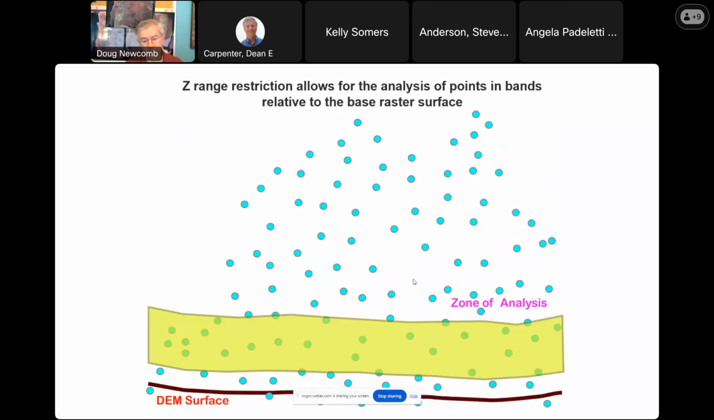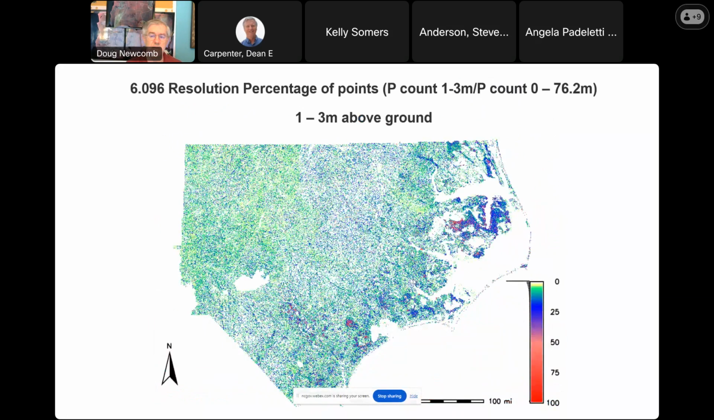But also, you don't have to just look at the canopy height. You can start looking at the concentration of points at different levels in the canopy. In this case, we're looking at 1 to 3 meters above the ground. And I just do a straight point count, 1 to 3 meters, divide it by the point count for the whole canopy, and you get the percentage of points that fall within that 1 to 3 meter. And once again, you can see the Pocosin swamp areas come up pretty well on that.